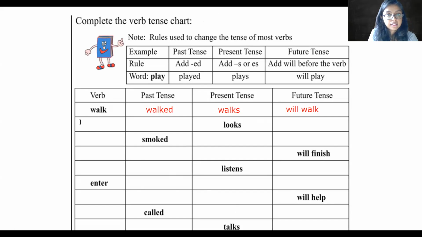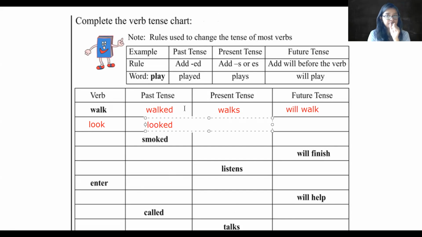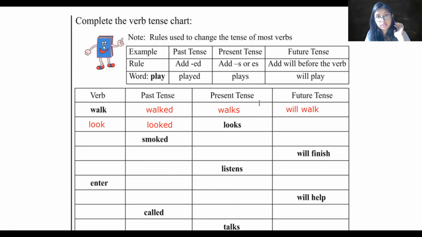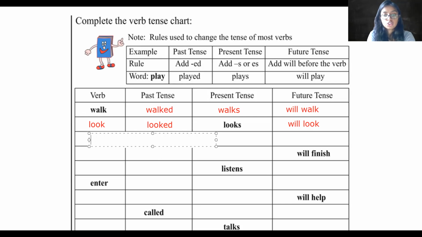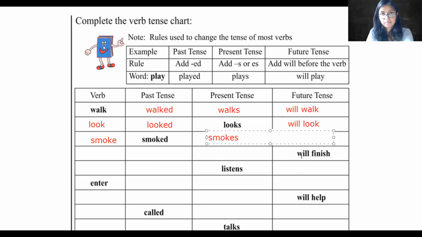Right? Here the verb is not given, but I can see that present tense mein looks given hai. So I know the verb will then be look. Look ka past tense will be looked. Present tense is looks. Future tense will become will look. Here the verb given is smoked. Verb smoke. Present tense smokes. Future tense will smoke.